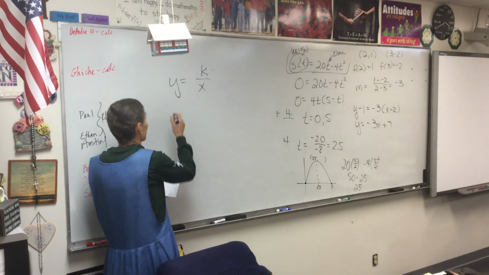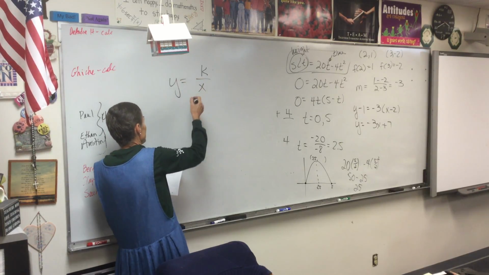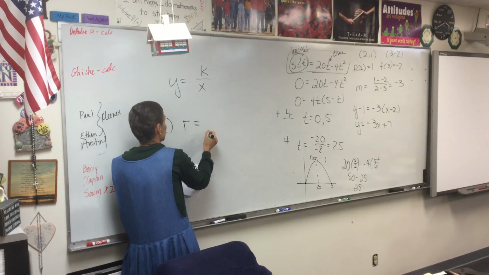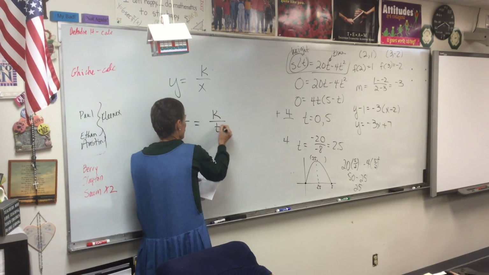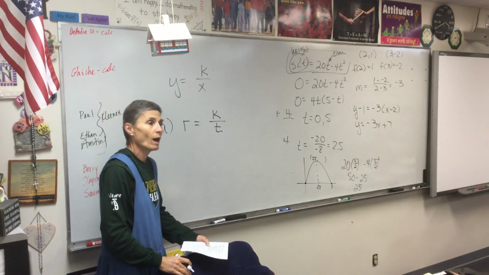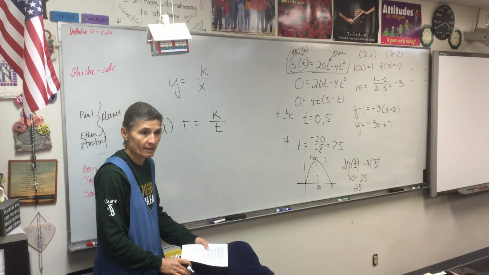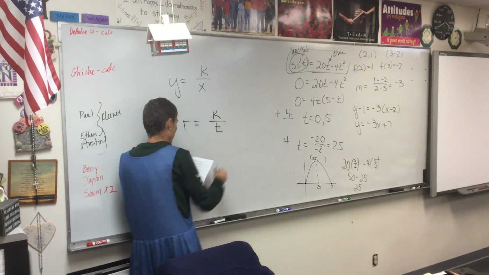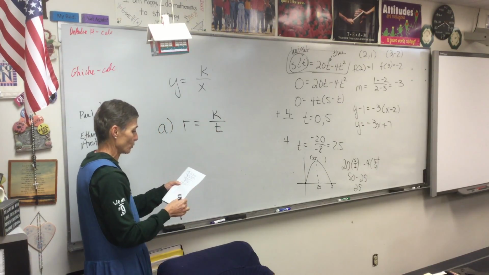Rate, so this is the formula. For this particular equation, rate is inversely proportional to time. Instead of Y's and X's, we'll use R's and T's. Rate is inversely proportional to time. So there's your equation.